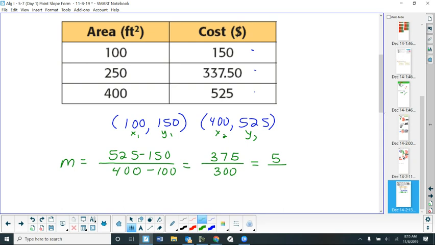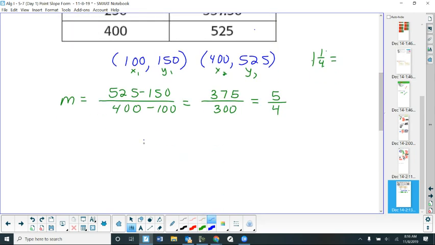One and 1/4. Okay, but we're not going to use 1 and 1/4. How would you change 1 and 1/4 into an improper fraction? You do what? 4 times 1 plus 1, which is what? 5/4. Okay, yeah? All right, so there's your slope. So now we know M. M is 5/4. So Avery, pick one of the points to work with. Now you only need 1 point. Which one do you want to work with now? Which of these 2 points do you want to work with? 100 and 150. Okay, and now we got to find B.